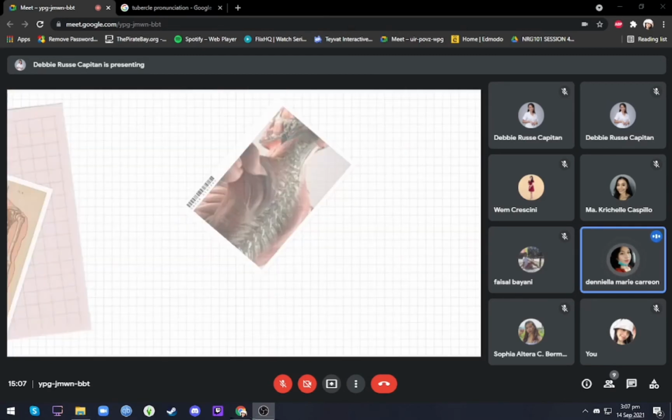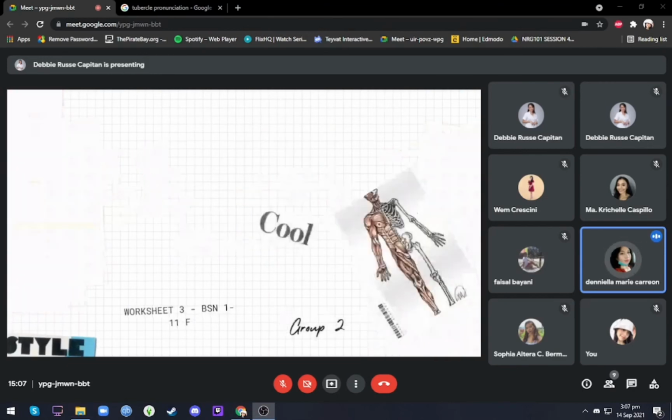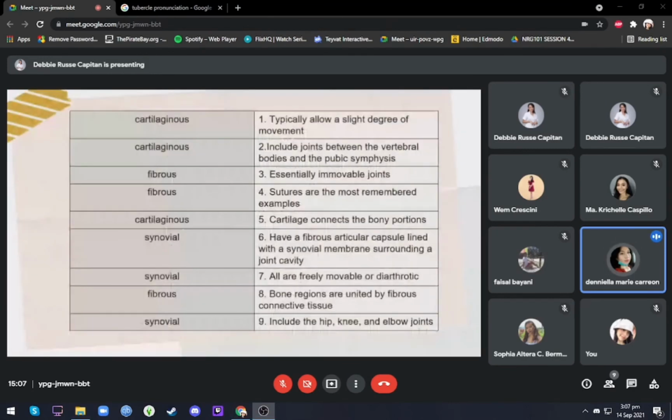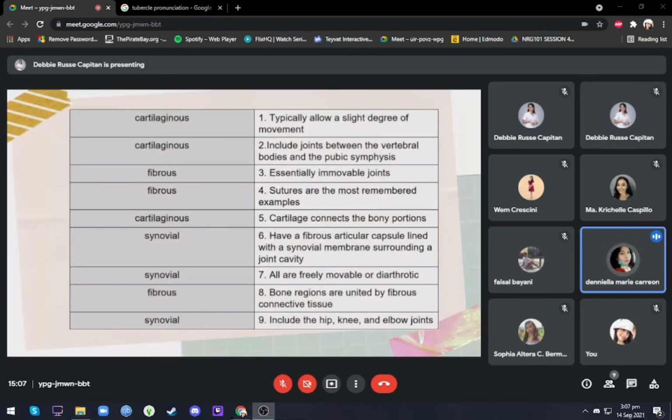Number 1, typically allow slight degree of movement: cartilaginous. Number 2, include joints between the vertebral bodies and the pubic symphysis: cartilaginous. Number 3, essentially immovable joints: fibrous. Number 4, sutures are the most familiar examples: fibrous. Number 5, cartilage connects the bone portions: cartilaginous.